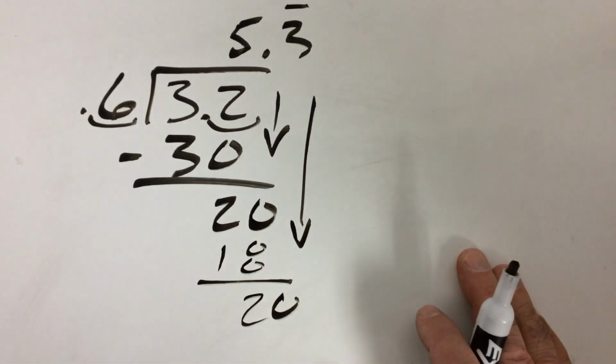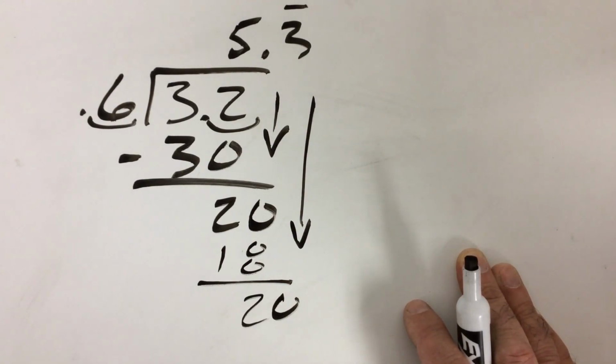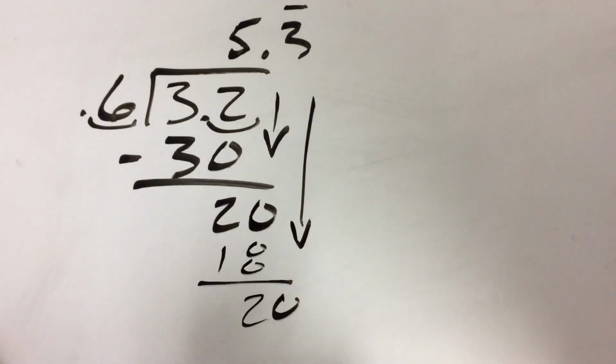So when we multiply decimals, we deal with the decimals at the end. When we divide decimals, we deal with the decimals up front, and then we just divide like we normally would. All right, good luck. We'll see you in a few minutes.